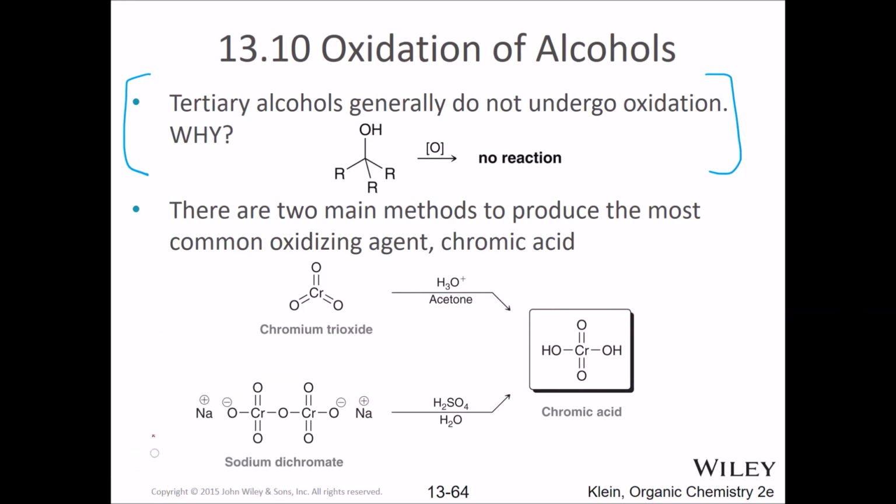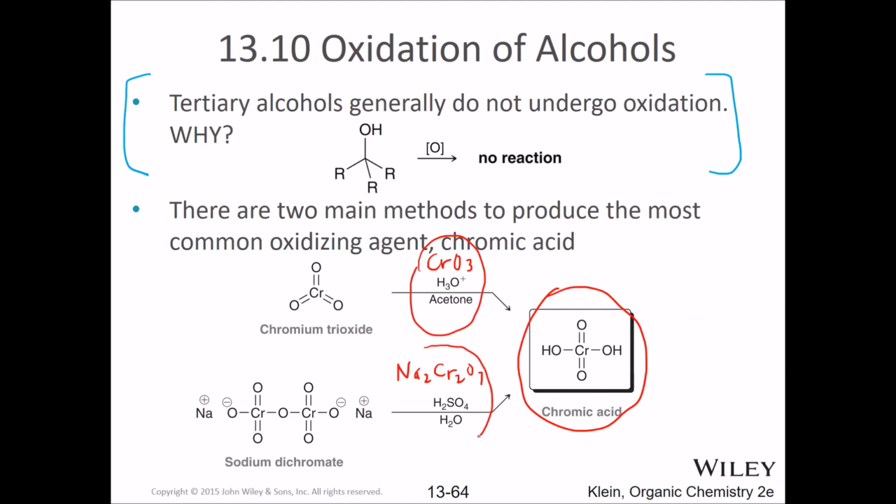All right, now let's talk about oxidation. So the most common oxidizing agent is chromic acid, and there's two ways to make that. Chromium trioxide in acid and acetone, or sodium dichromate, which is Na2Cr2O7, right? So if I write that as my reagents, you can assume that what I really have is chromic acid. Put that in quotes.